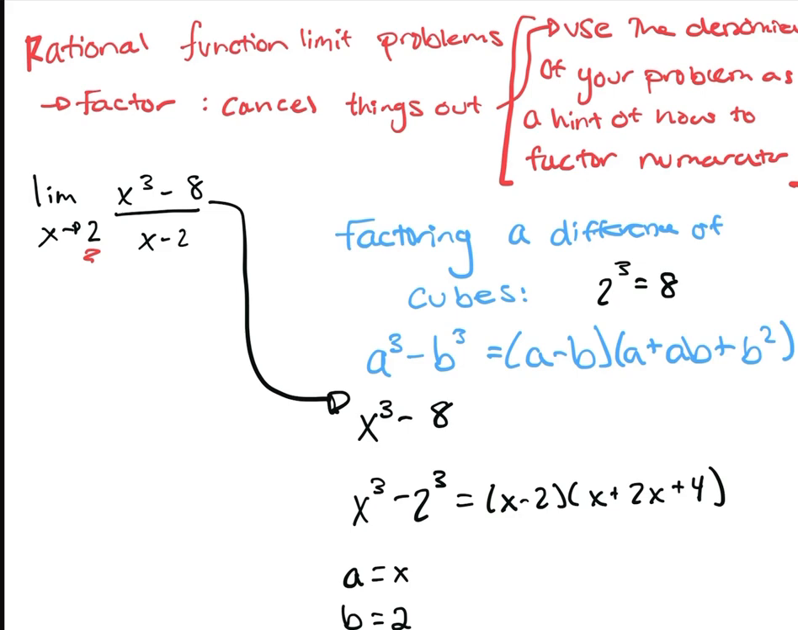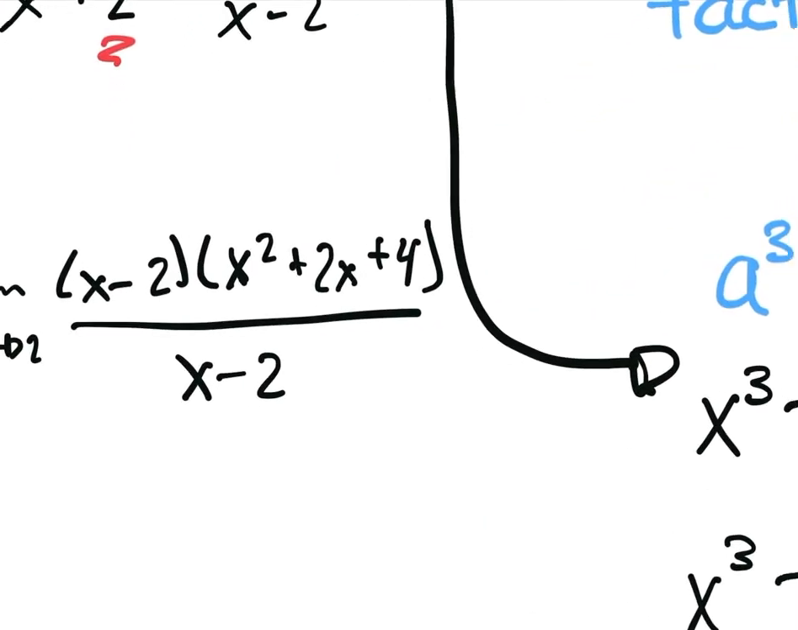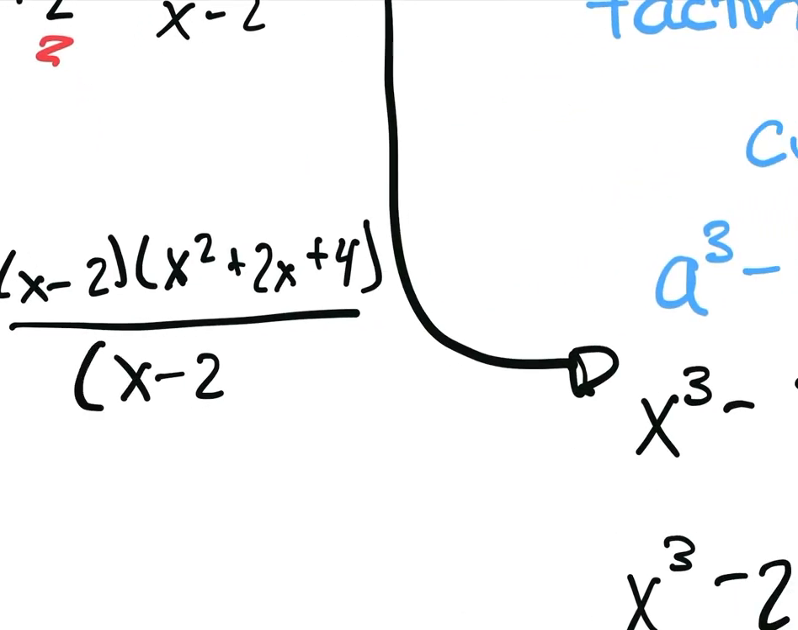And so now going back over here and rewriting this, we have the limit as x is approaching 2 of x minus 2 times x squared plus 2x plus 2 squared, or 4, divided by x minus 2. Now looking at this part of the problem, like I said before, a part of what you have in the denominator is used to factor the numerator and cancel something out.